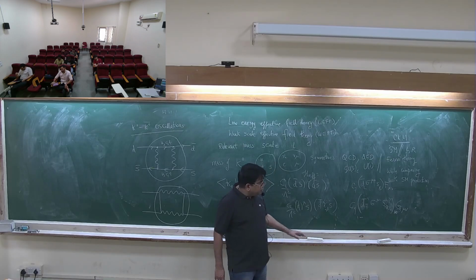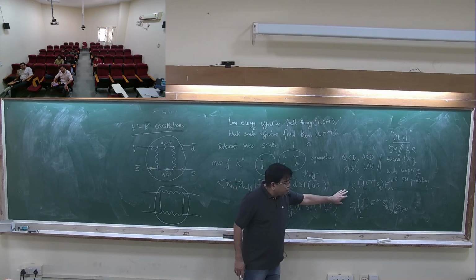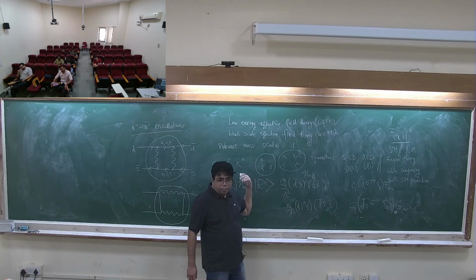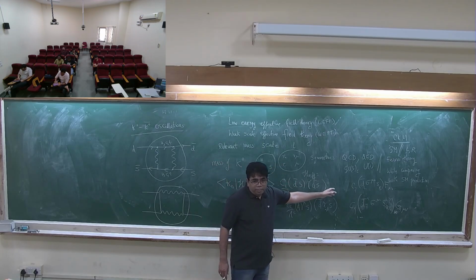Now immediately you will see that the chromomagnetic operators will not play any role, because there is no photon or a gluon outside, or there are no two other quarks. It's not a decay process. So the chromomagnetic operators will not contribute.